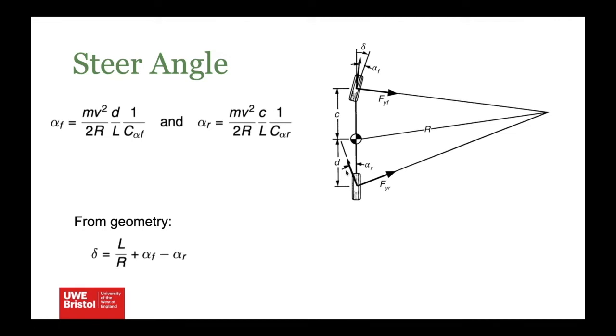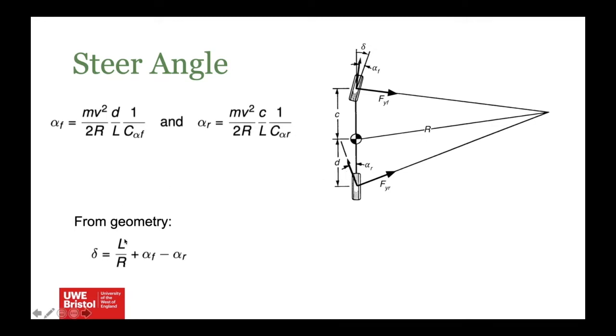The analysis is asking what C alpha is. That's the cornering stiffness of the tyre, and that is very much dependent on the design of the tyre. C alpha. So like I said, delta is L upon R plus alpha F minus alpha R.